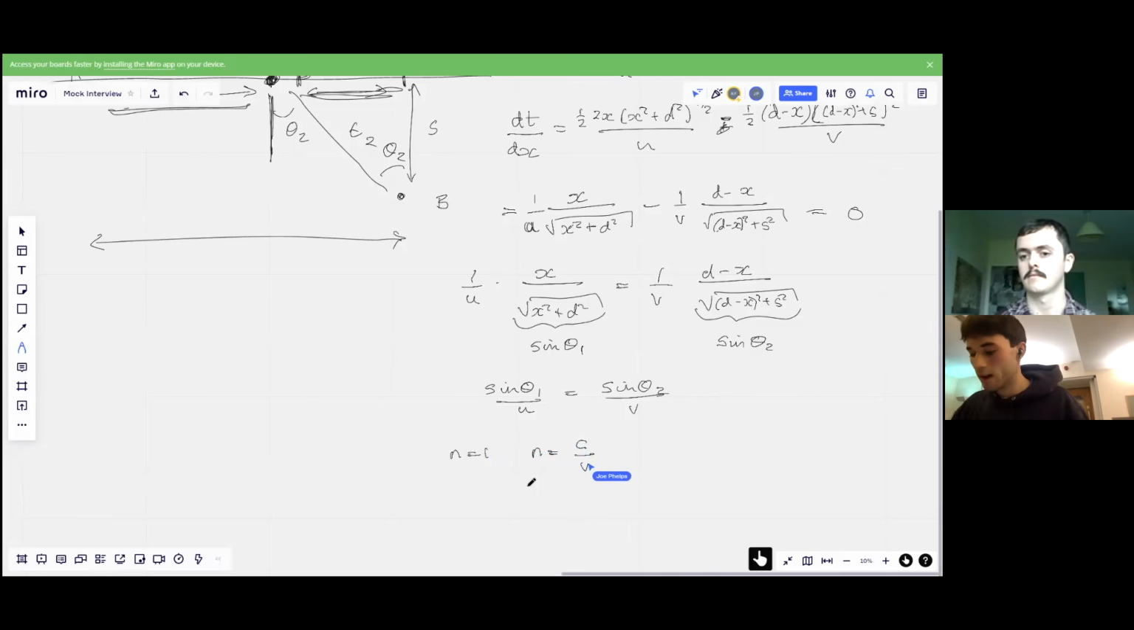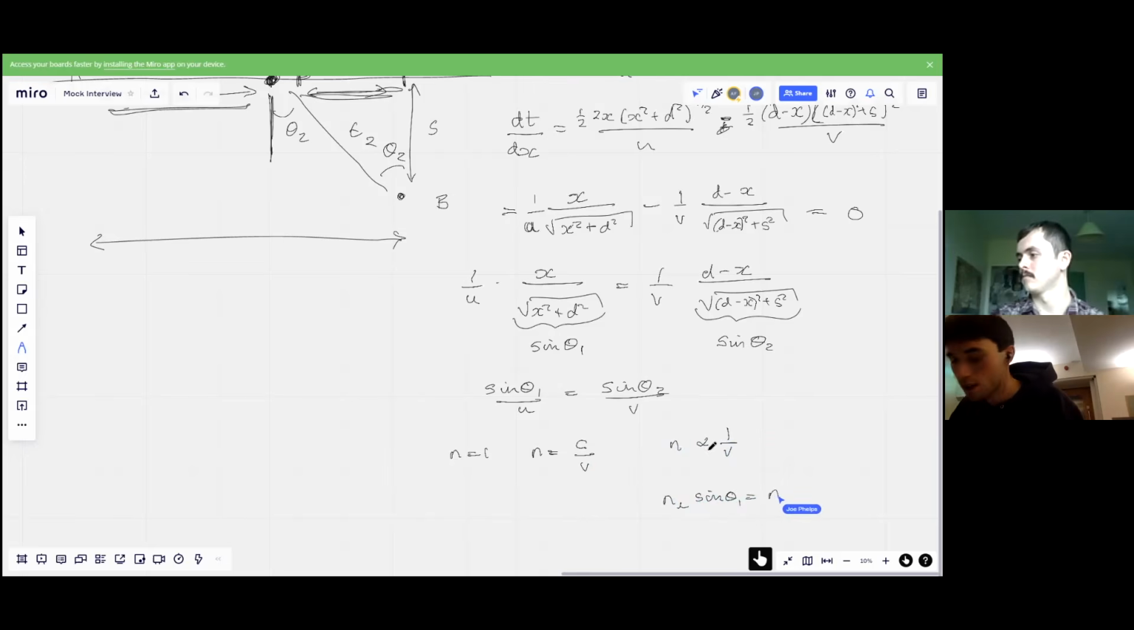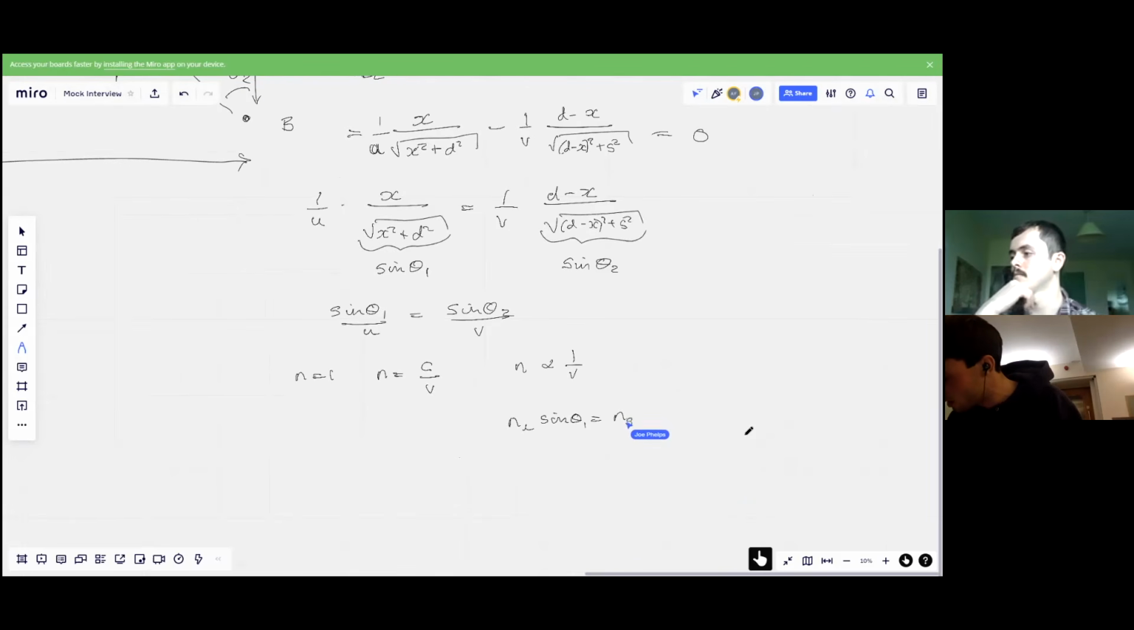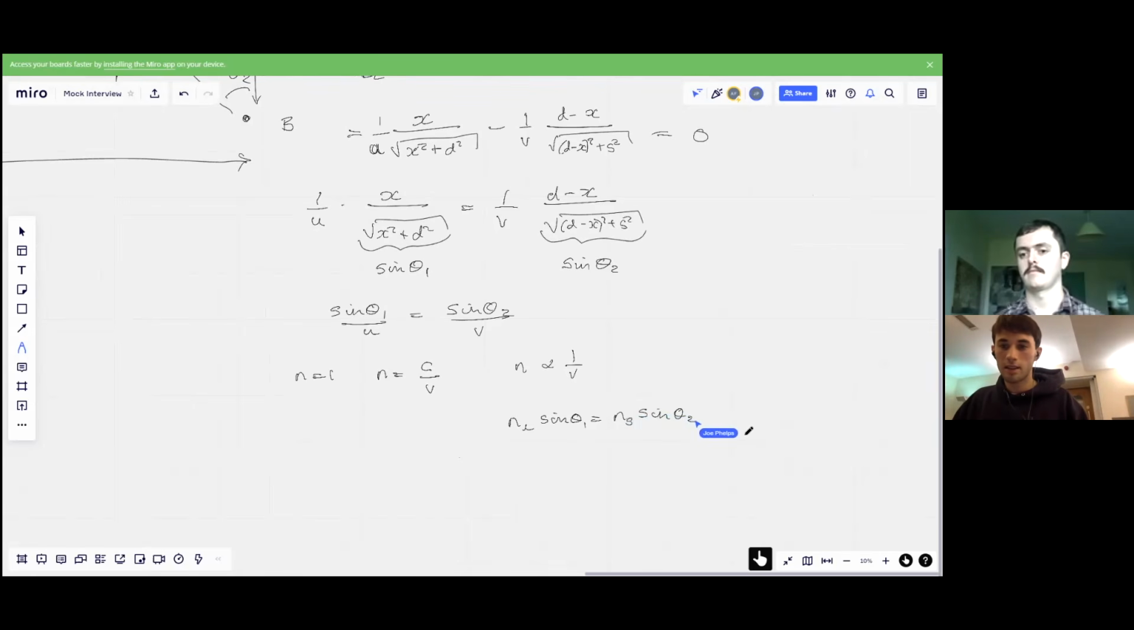So whether the land is the vacuum or not, we can just have some reference speed c. So we just basically have that n is proportional to 1 over the speed in that medium. So in other words, I get n, the refractive index of the land, times sine of that angle, is the refractive index of the water or the sea times sine of θ2, which then looks exactly like Snell's law.